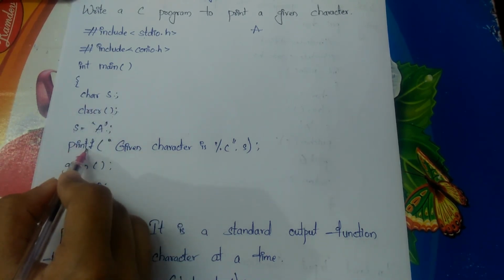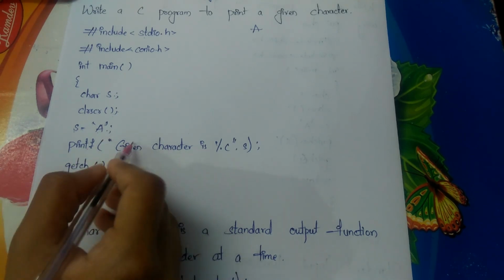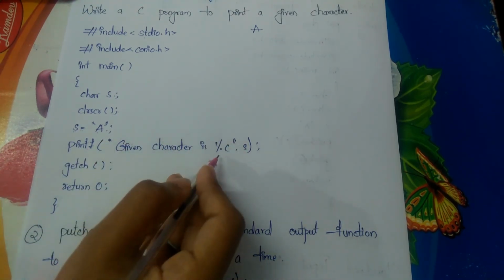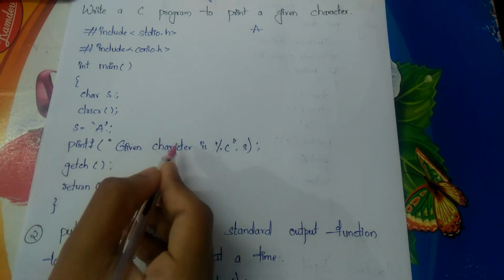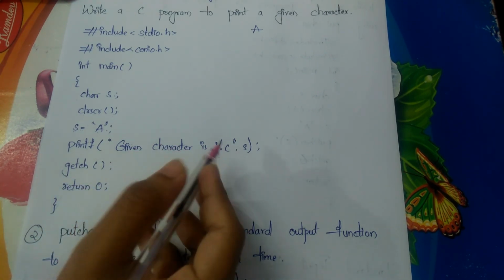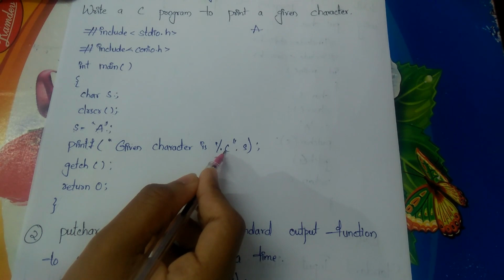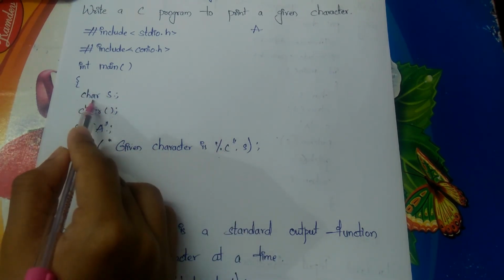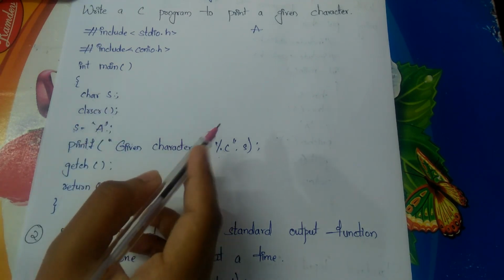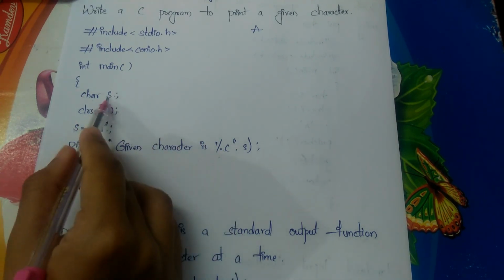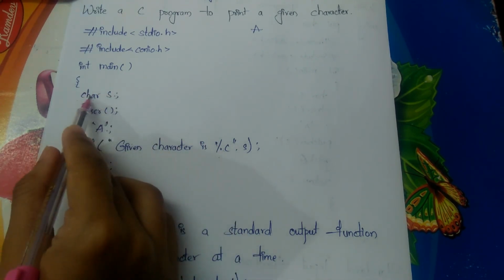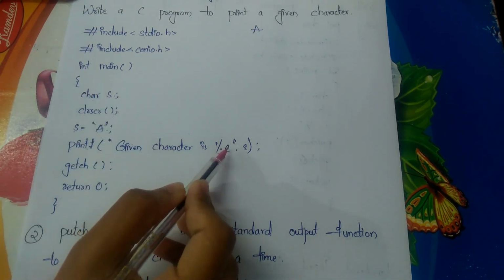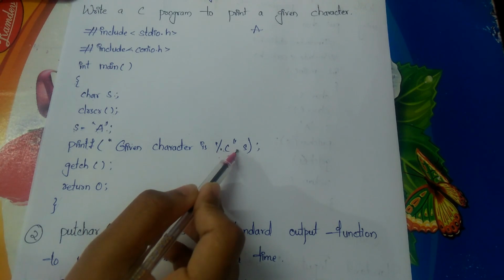Now the printf. This is a printf statement. "Given character is" is a control string, and we can also use the format specification. So given character is %c. I am using %c because the data type I am using is character. I want to print a character on the output, and s is a variable name which is defined with the data type char. So that's why I have to use the format specification %c and the variable name.